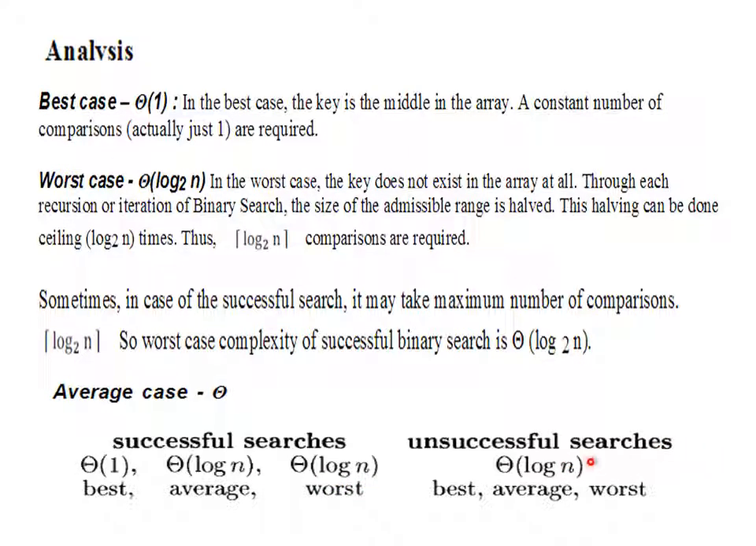So unsuccessful search is always log n, because the search item is not there, so we need to simulate all of it, we have to find many middle values, and finally when the condition low is greater than high, then we can decide that the item is not present in the list.